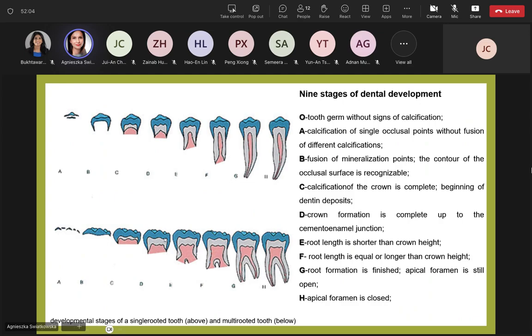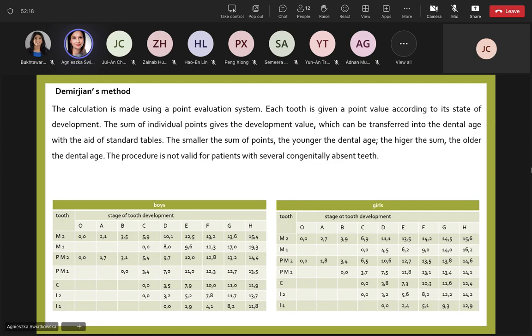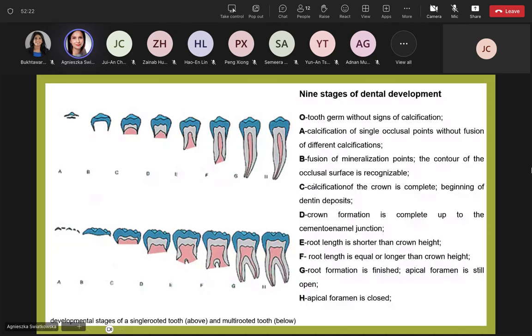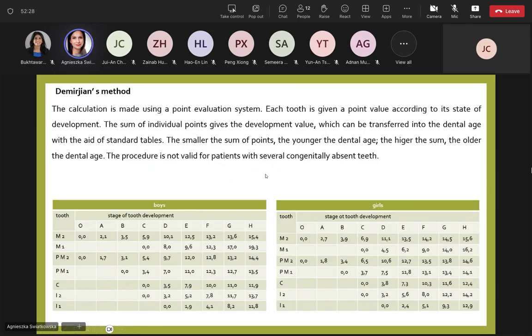The same situation is for multi-rooted tooth. But remember that you should know all of the stages, and you should know how to recognize each one of the stages on the pantomogram. We will do it during our labs. Now, if we know that, for example, the lower central incisor is in stage B.